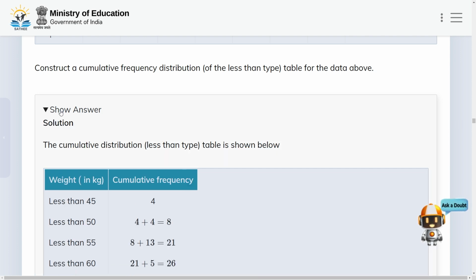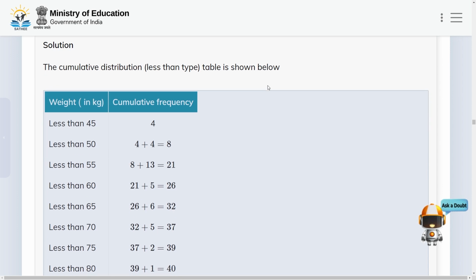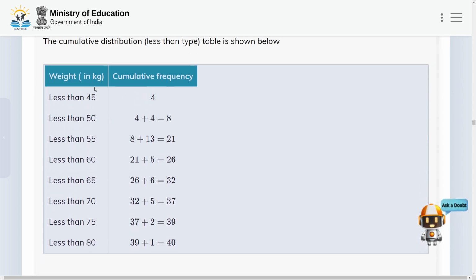Here the cumulative frequency distribution of less than type is shown below. For weight in kg less than 45, the cumulative frequency is 4, and when weight is less than 50, the cumulative frequency is 4 plus 4, that is 8. When weight is less than 55, the cumulative frequency is 8 plus 13, that is 21. When weight is less than 60, the cumulative frequency is 21 plus 5, that is 26. When weight is less than 65, the cumulative frequency is 26 plus 6, that is 32.